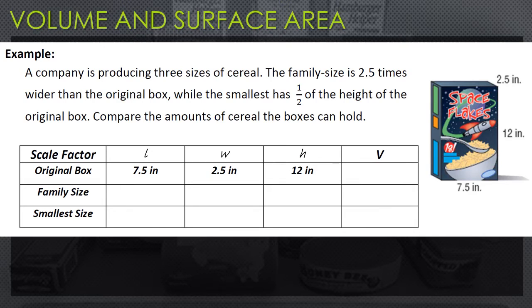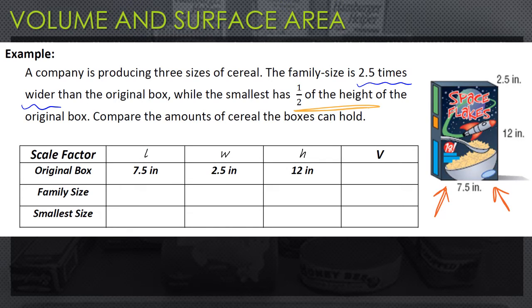So here we have this example. A company is producing 3 sizes of cereal. The family size is 2.5 times wider than the original box, while the smallest box is only 1/2 the height of the original. So now we need to compare the amount of cereal that the boxes can hold. And so here we have delicious space flakes.